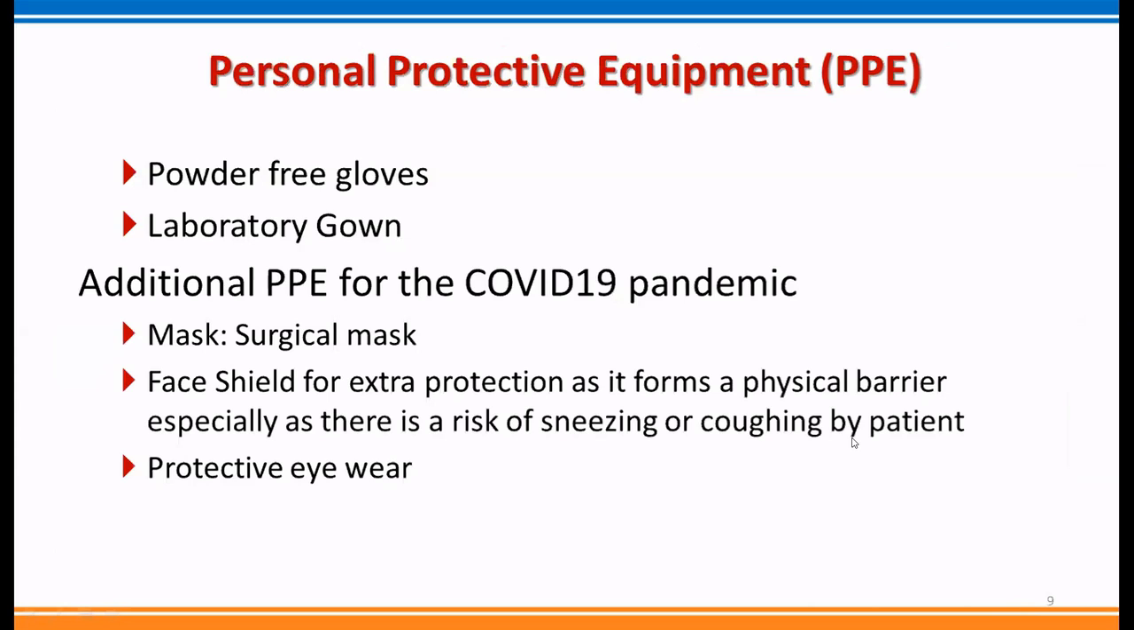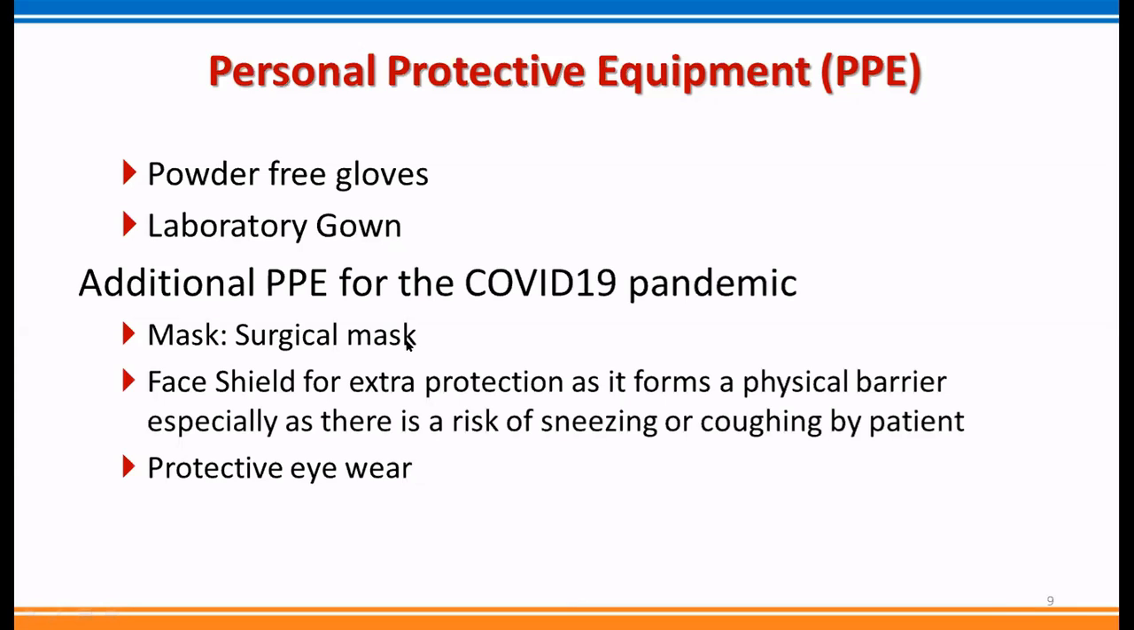Now, personal protective equipment, PPE, is very critical for the microbiological molecular lab, like where we are doing viral testing. Powder-filled gloves, because as it has already been stressed before, the powders are basically PCR inhibitors, so we will not be using them. Laboratory gown is very important as a personal protective equipment. Now, with the COVID-19 scenario today, additional PPE will be required.